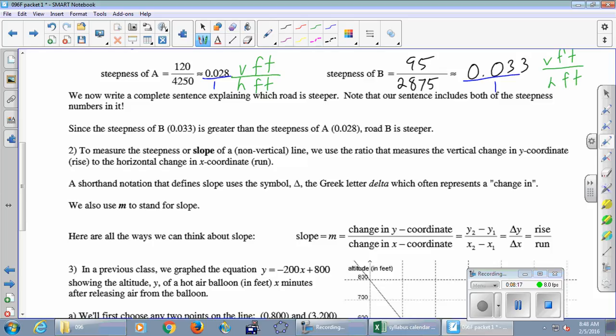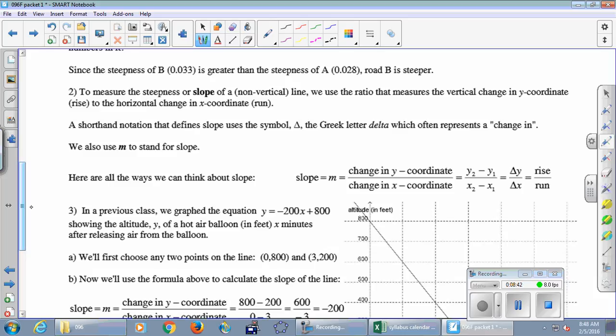Okay. So to measure the steepness or slope, first time we're using this word today, it's just the word slope, but it's exactly what we did up there. We called it steepness. We're going to use the ratio that measures vertical change in the y-coordinate, which you can call the rise, to the horizontal change in the x-coordinate, which is often called the run. So it's the same calculation, vertical change always on top, horizontal change always on the bottom.